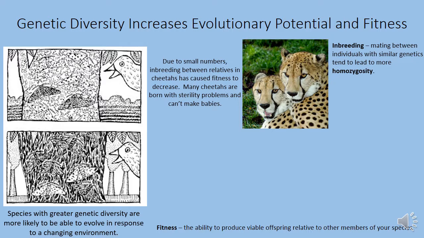Inbreeding, the definition of it, is mating between individuals with similar genetics, and this tends to lead to more homozygosity, meaning you'd have more big A, big A and little a, little a, less heterozygosity, which would be big A, little a, right? So this is the same reason why you don't want to marry your cousin. Don't want to have sterile babies like cheetahs. Okay. Outbreeding, on the other hand, is mating between individuals who have different genetics, which increases your heterozygosity, which will increase the diversity.